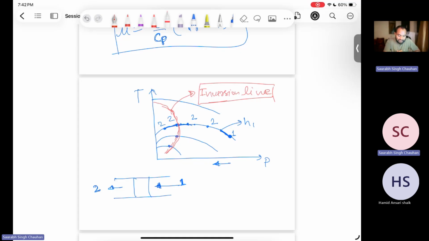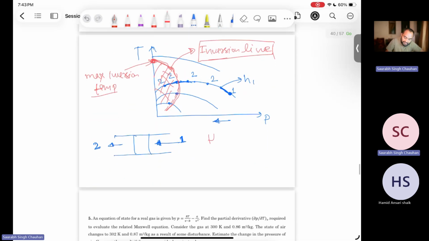Okay, one more thing I want to discuss: along this inversion line, where it intersects this particular thing, this is called the maximum inversion temperature. Okay, if you want to get the cooling effect, then you will have to be below this inversion temperature so that you can be in this region, right? You can be in this region.